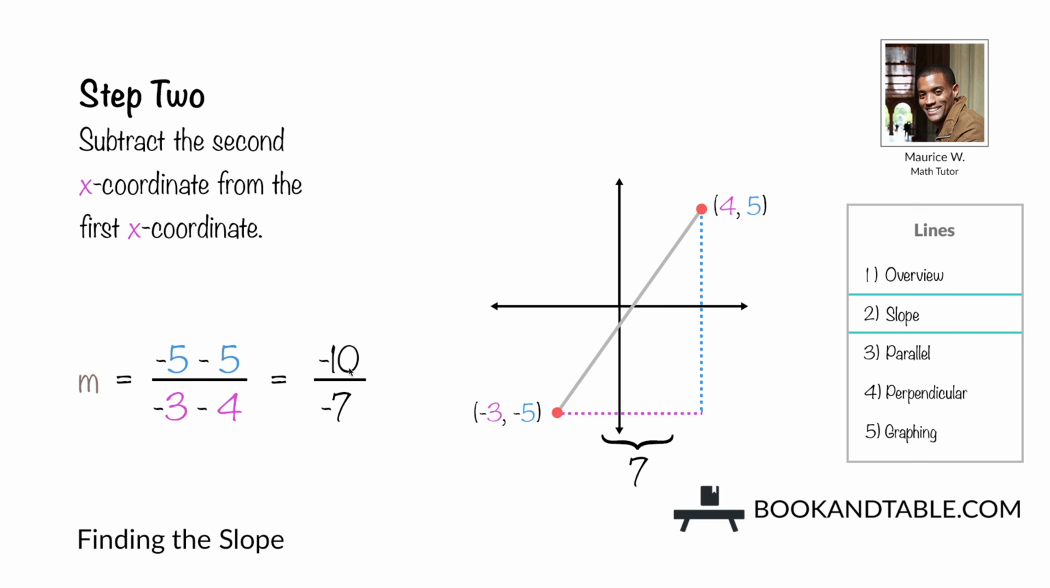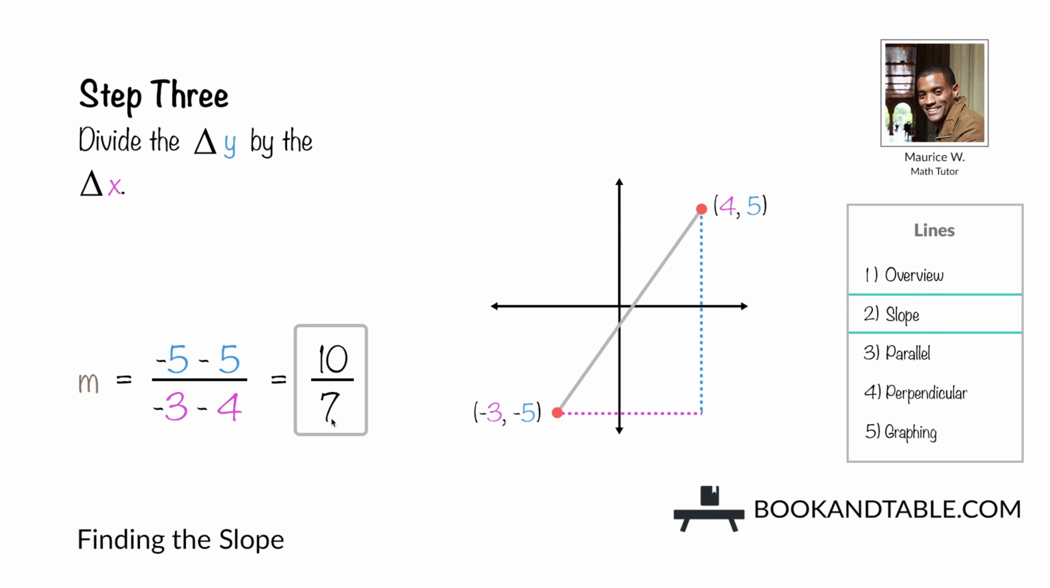Step 2, subtract the second x-coordinate from the first x-coordinate. So our first x-coordinate is -3, minus the second x-coordinate, which is 4, which gives us -7. And then step 3, divide the change in y by the change in x. A negative divided by a negative becomes positive. So the answer is 10/7. That would be the slope of this line.